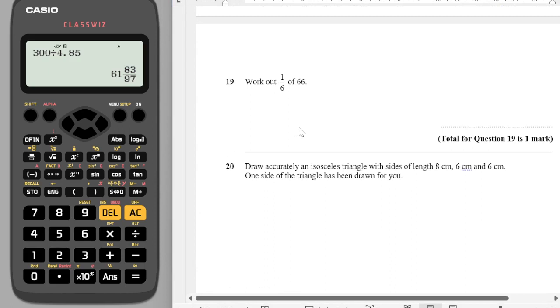Right, question 19. Work out 1/6 of 66. So in effect, use our calculators, but 1/6 times 66 is going to be 11.